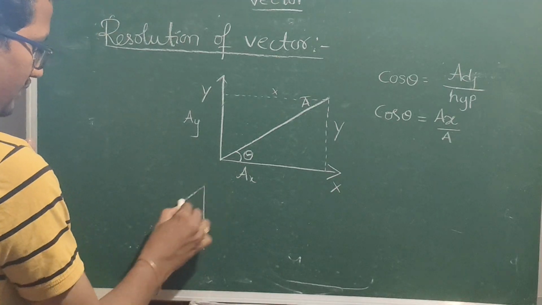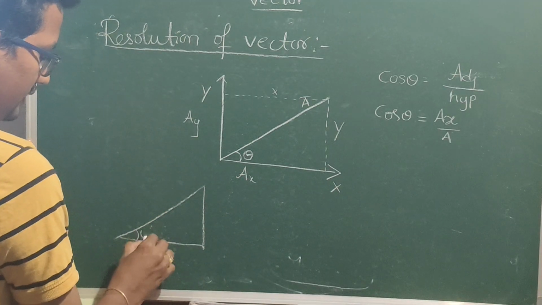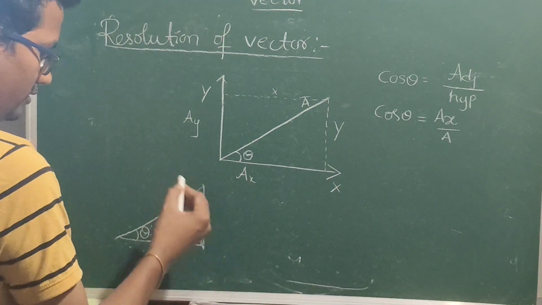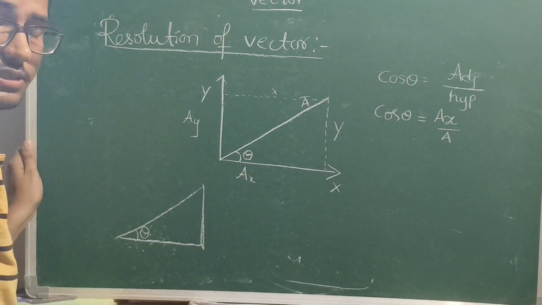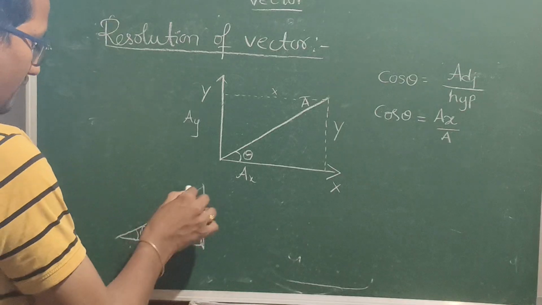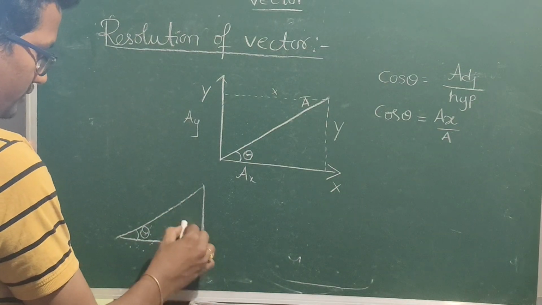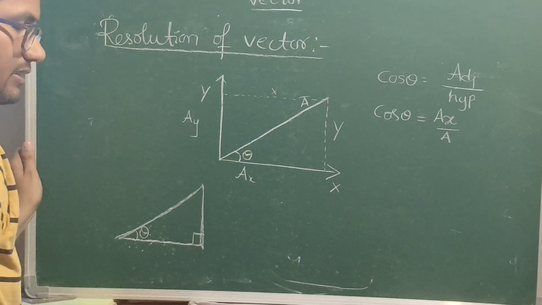We know very well that in the triangle, the side opposite to theta is called the opposite side. The side where the angle theta is placed is called the adjacent side. And the side opposite the right angle is called the hypotenuse.